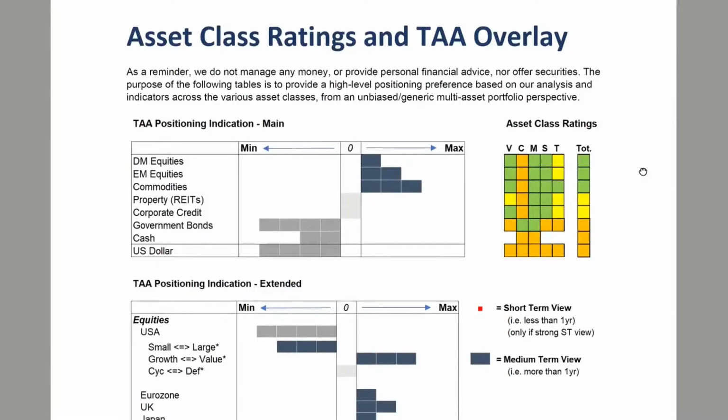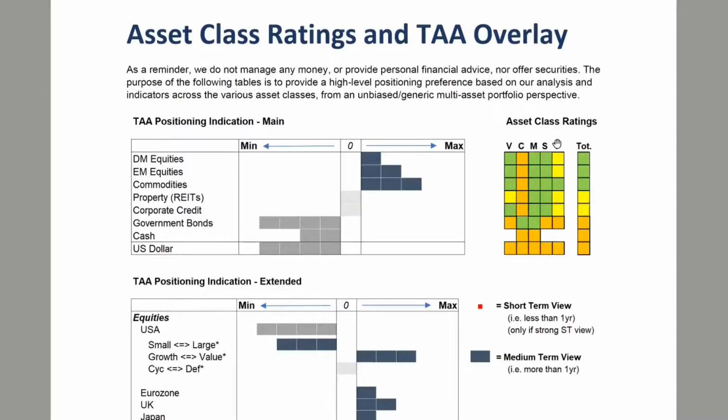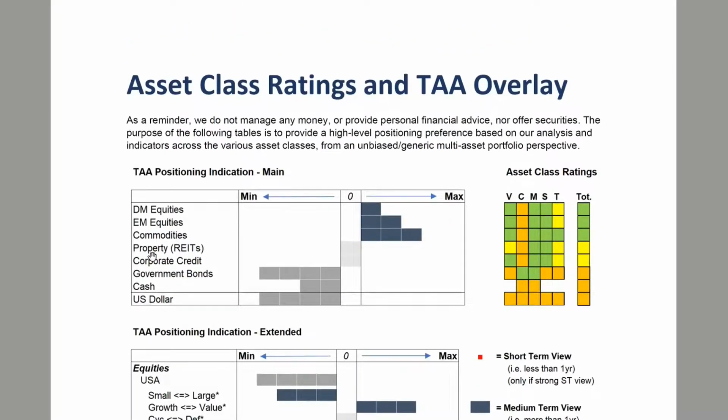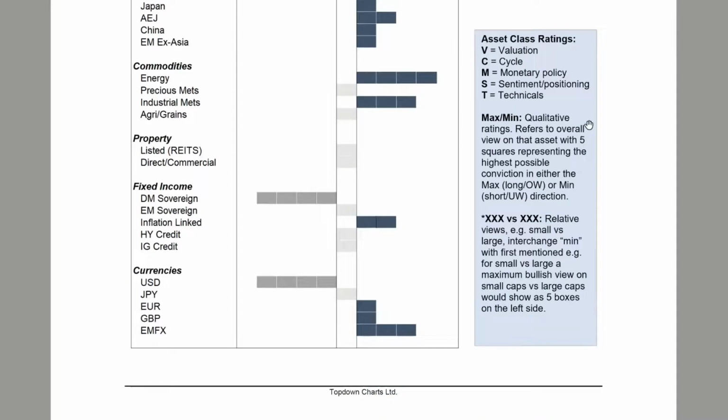And then this next part there just translates that into a positioning guide. This little weird green and yellow and orange panel here is basically ratings across the different asset classes. So you can see across the top, V stands for valuation, C cycle, M monetary policy, monetary conditions, S sentiment, and T technicals, and then just an overall view there. So you can see there for developed market equities, for example, valuation's cheap, cycle's not so great, monetary's obviously positive, sentiment's positive, technicals at the time were a little bit more mixed.